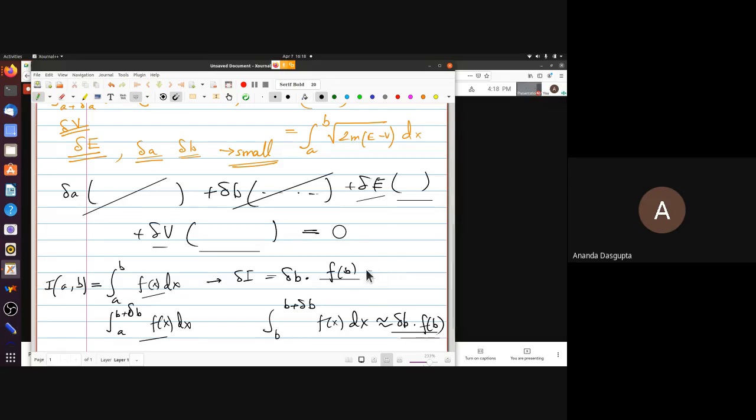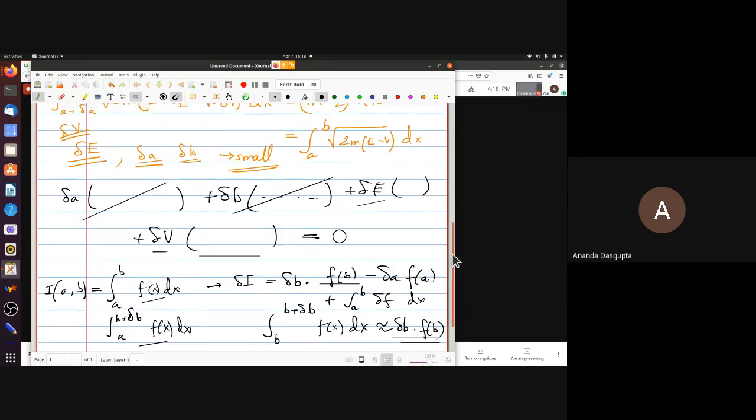Of course, when you talk about the lower end, it's going to be delta A into f(A) with a minus sign. Minus sign simply because if you increase the lower limit, that actually decreases the interval over which the integral is occurring. And in addition to that, if f were varied, then you would also have the integral from A to B of delta f dx. So three contributions: two because the limits are varied, one of the upper limit and one of the lower limit, and one from the variation of the function itself.